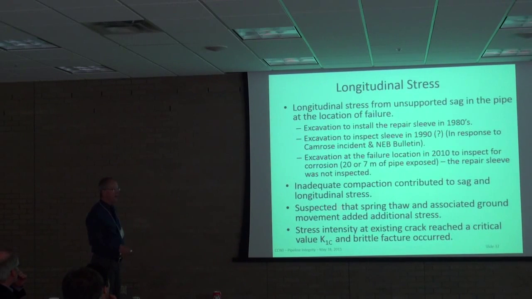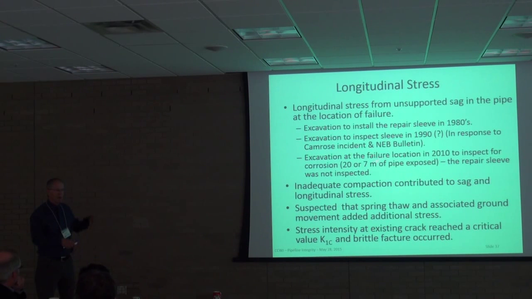So why did this line fail? These repair sleeves were put on in the 1980s and that cracked. Around 1990, people thought, well, the NEB put out a bulletin saying, if you have something like this, then you've got a problem and you need to inspect.